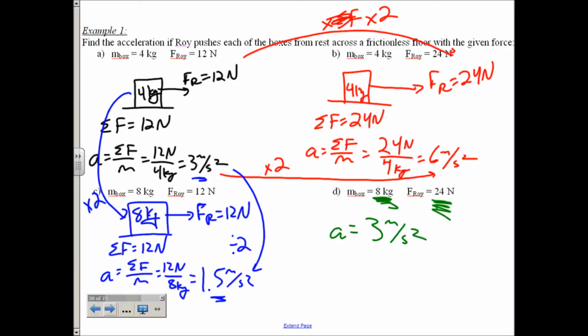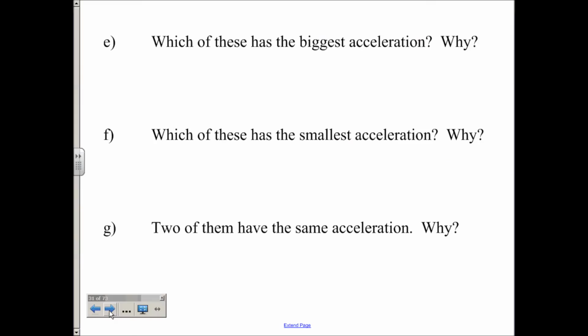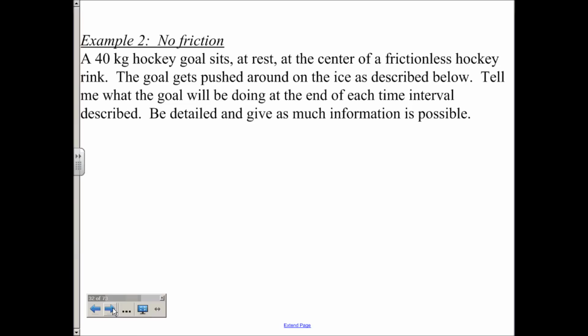Okay? So, I think we already talked through this. Which one has the biggest acceleration is the one with the smallest mass and the biggest force. The one with the smallest acceleration is the one with the smallest force and the biggest mass. And the two that have the same acceleration are the first and last one, parts A and D. So I don't know that we need to dwell on that. Okay, so now what I want to do is focus on what it means for the object to accelerate.